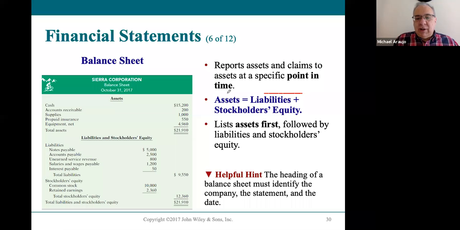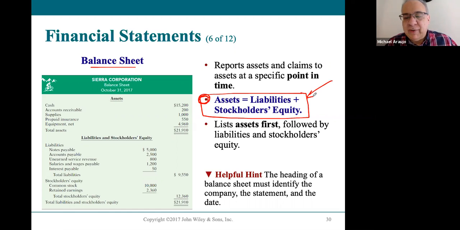As I mentioned, assets equal liabilities and stockholders' equity. That's what makes the balance sheet balance. This is also called the accounting equation. It's called the balance sheet equation, but the accounting equation is basically what it's really known for in almost all the books in accounting. This is something that you have to know, and it's very, very important.